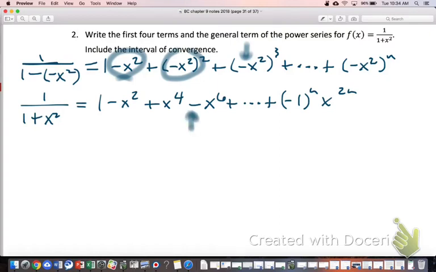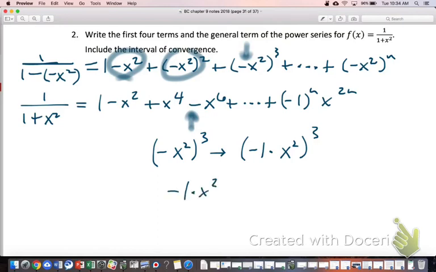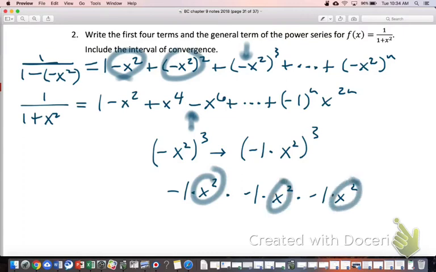So this term right here, negative x squared cubed, you could look at that as negative 1 times x squared cubed. So that would be negative 1 times x squared times negative 1 times x squared times negative 1 times x squared. So as you collect your x's, you get x to the 6th when you add your exponents, but then a negative 1 times itself 3 times, it still ends up being negative. And that sort of thing, we want to make sure that's down solid because that sort of thing will definitely happen.